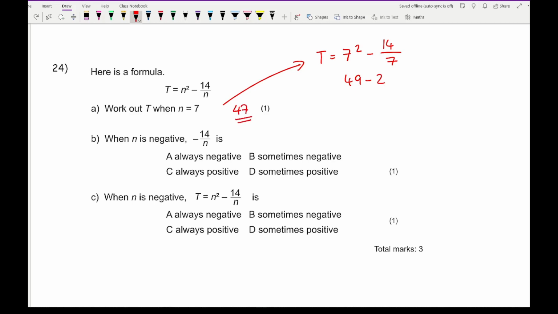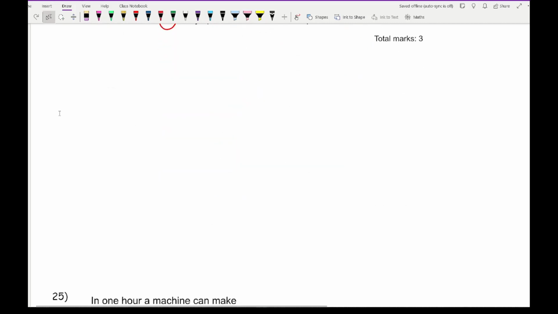Then it says when n is negative, minus 14 over n is, and then we've just got to decide what it is. When we've got a negative number, well, we've already got a negative anyway, so the correct answer is always going to be positive, because 2 minuses make a positive. So the correct answer is C. And then for the next part, because we're subtracting, when n is negative, that blue circle is going to be negative as well, and a negative and a negative turns to a positive. So then we've got a positive number plus a positive number, which will always give us a positive answer.